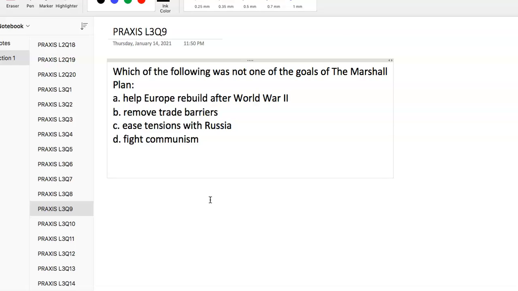Improving relations with Russia was not one of the goals of the Marshall Plan, so answer choice C is the one that does not fit. That is not correct.